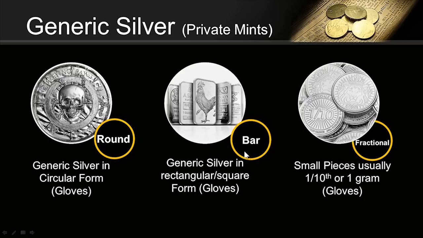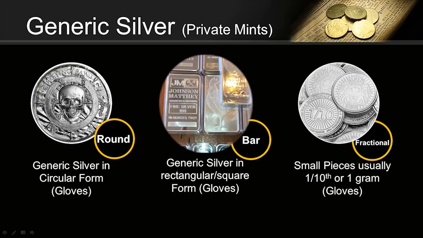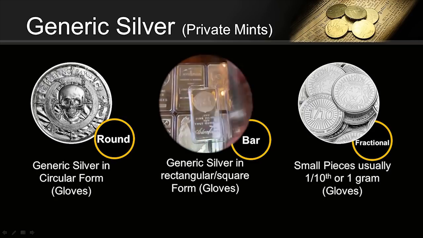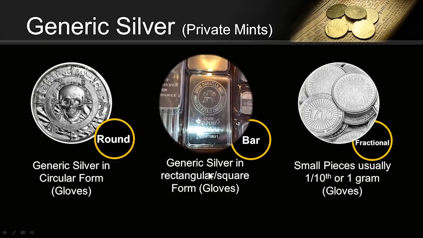The next kind of generic silver is going to be a bar. So you can see here, it's basically just a rectangular or even a square shape. And again, if it's a shiny bar, a pressed bar, you're going to want to wear gloves. And we're going to get into pressed here in a second.